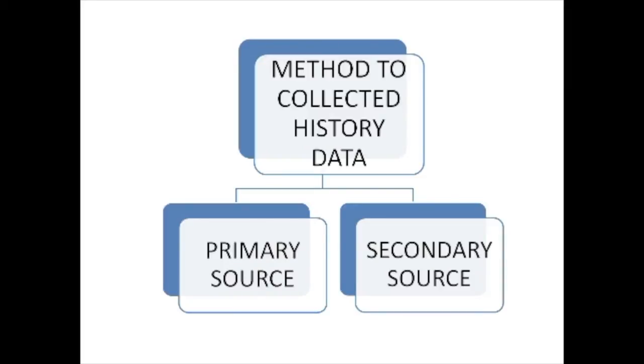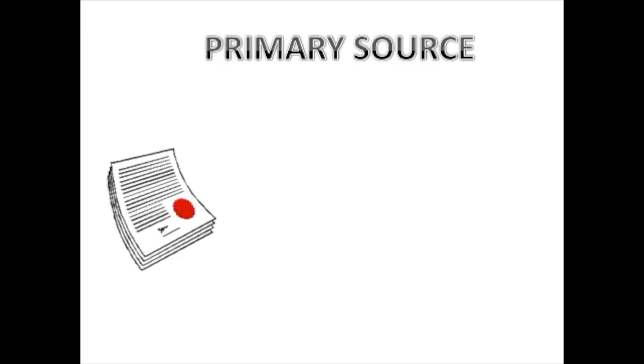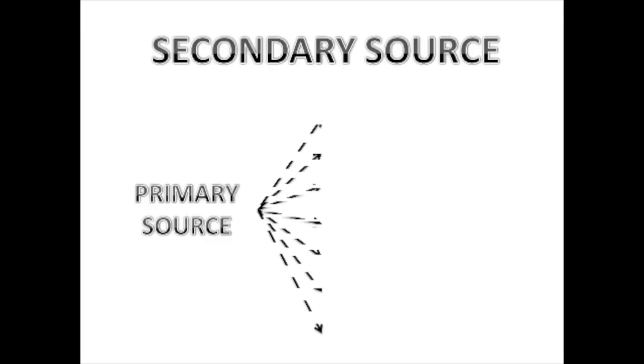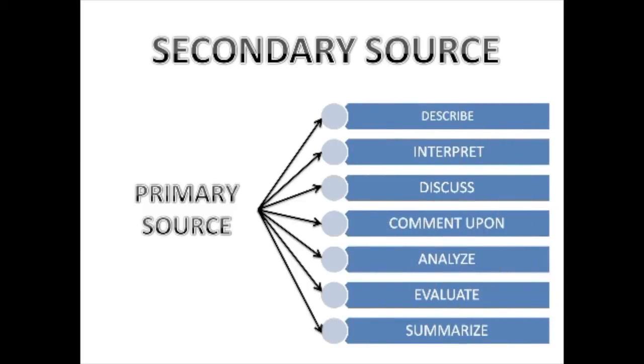Next, methods to collect history data. There are two ways to collect history data: either by primary sources or secondary sources. Primary sources are materials directly related to a topic by time or participant that provide a first-hand account about a person or event. It can be an original document, the person himself, or an artifact. Secondary sources are derived from primary sources, where they describe, interpret, discuss, comment upon, analyze, evaluate, and summarize the primary source.